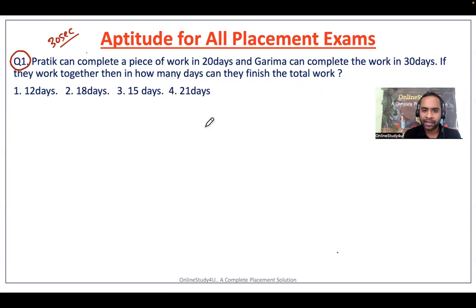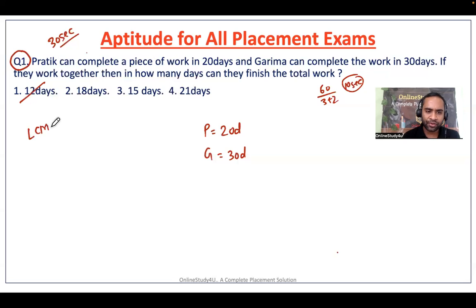Pratik can complete a piece of work in 20 days and Garima can complete the work in 30 days. If they work together, in how many days can they finish the total work? So 60 divided by 3 plus 2, that is 5, which means 12 days. So 12 days will be the correct answer. Even 10 seconds will be more than sufficient for this problem. But I will teach you.